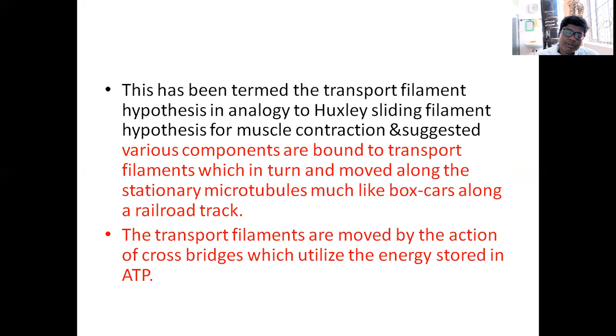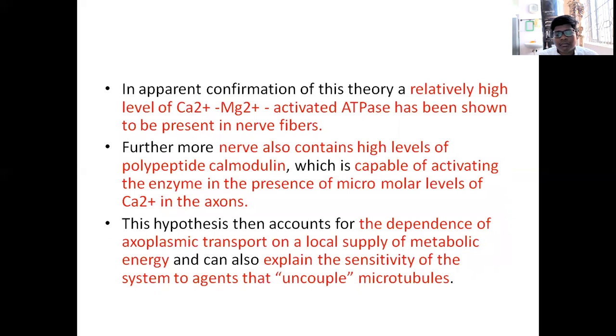The transport filaments are moved by the action of cross bridges, which utilize the energy stored in ATP. In apparent confirmation of this theory, a relatively high level of calcium magnesium activated ATPase has been shown to be present in nerve fiber.